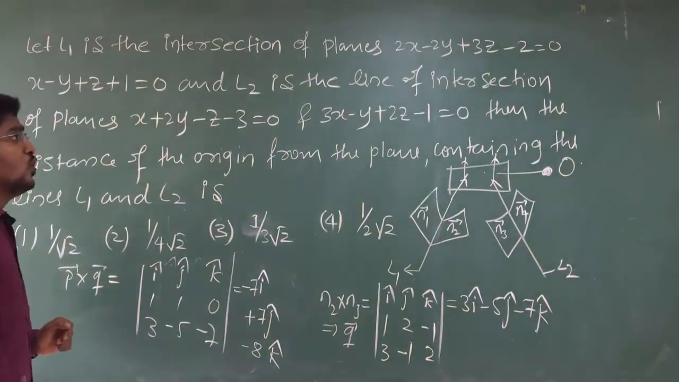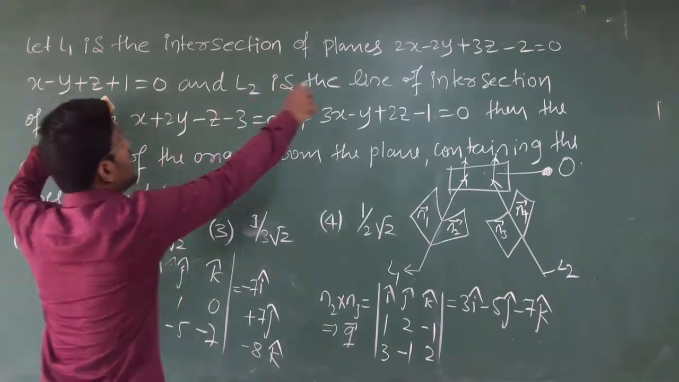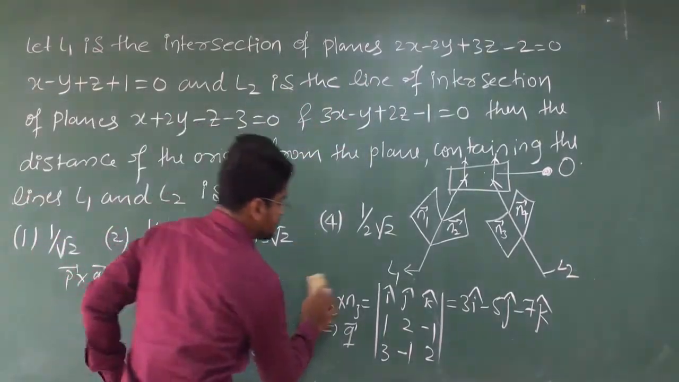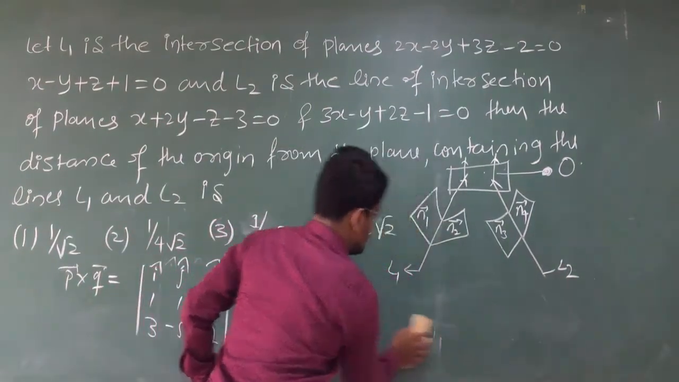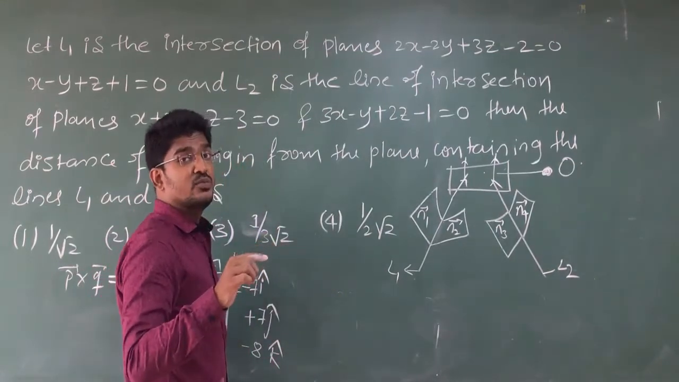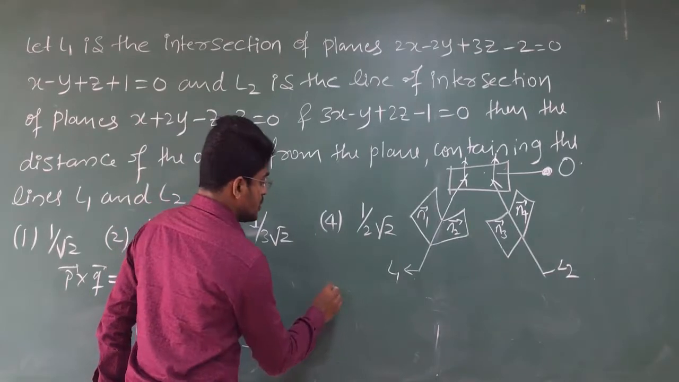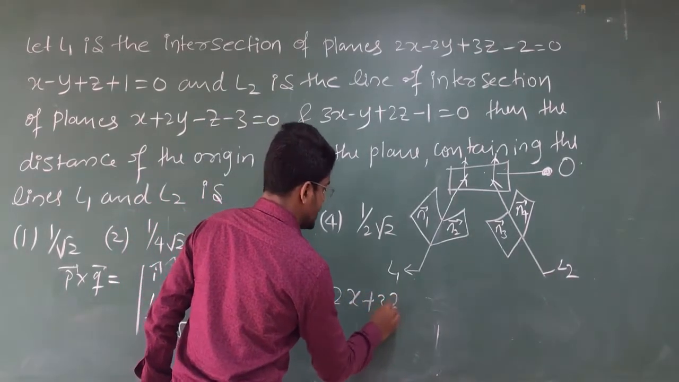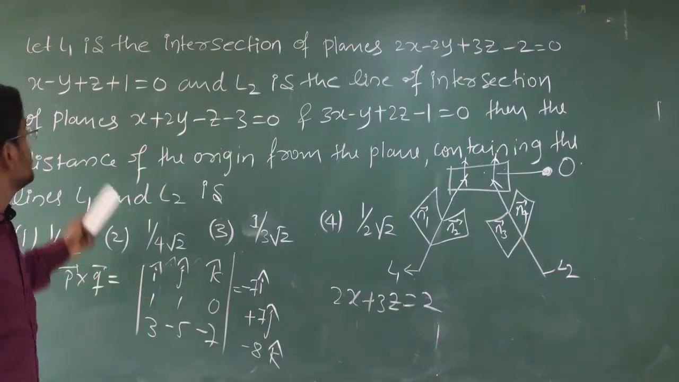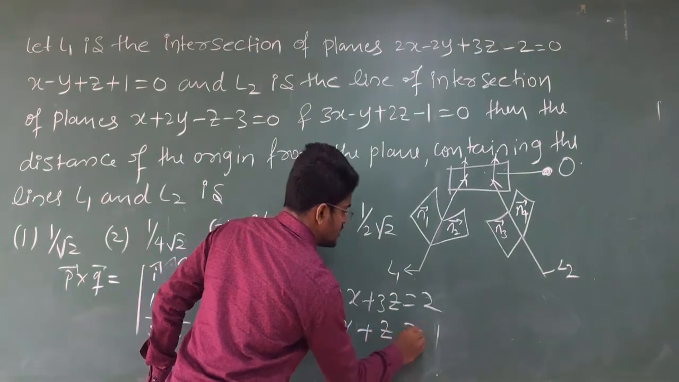For that, I have to calculate x1, y1, z1. For that, I will simplify these two equations. How to simplify these two equations? See here. I will take the y1 term as 0, so that I can find x1 and z1. So 2x plus 3z equal to 2. I will take the second equation, taking the y1 term as 0, it will be x plus z equal to −1.